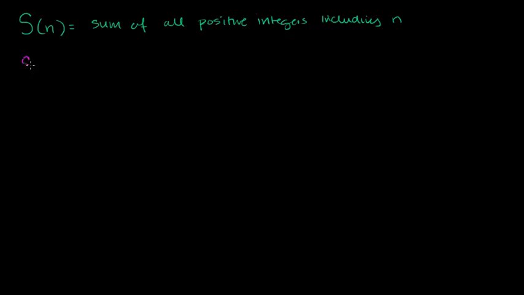We could take s of 3. This is going to be equal to 1 plus 2 plus 3, which is equal to 6. Let's take s of 4. Well, that's going to be 1 plus 2 plus 3 plus 4, which is going to be equal to 10. So fairly straightforward.